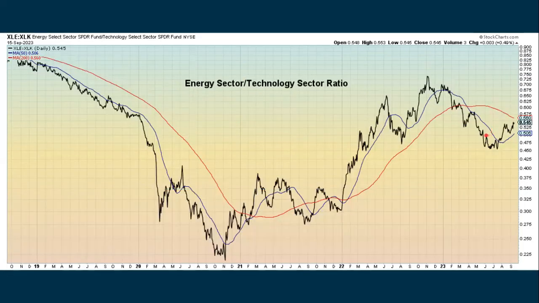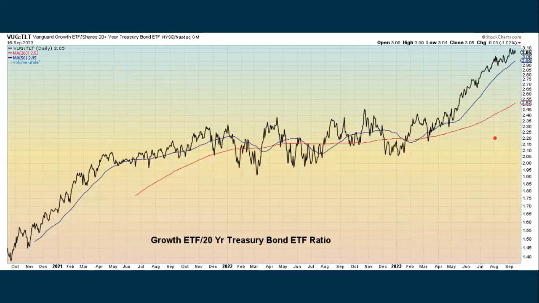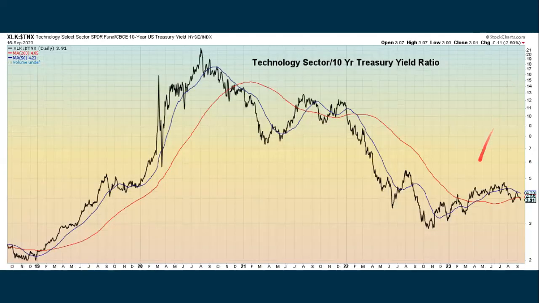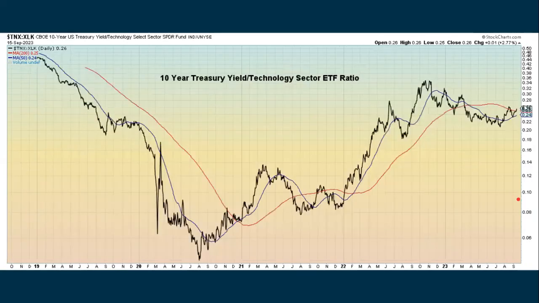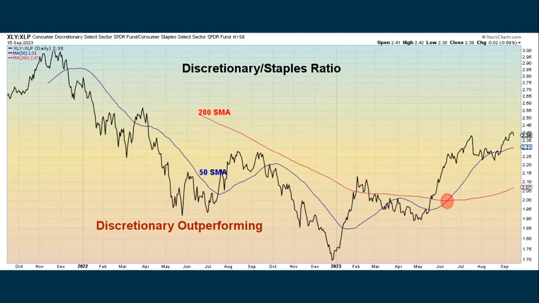Comparing energy to the tech sector, we're bouncing back with energy, but still energy is underperforming tech. Looking at the growth areas, growth stocks, comparing it with bonds, showing how growth continues to outperform. Looking at the tech sector, comparing it with the rise in interest rates, where the tech sector has been outperforming, but we are seeing some recent weakness. Here's an inverse of that same chart showing how the rise in interest rates has been underperforming, but starting to bounce back up as interest rates go up. And a lot of these big tech companies, they have to borrow money, so interest rates are very influential to them. Comparing discretionary with staples, showing how discretionary is outperforming.